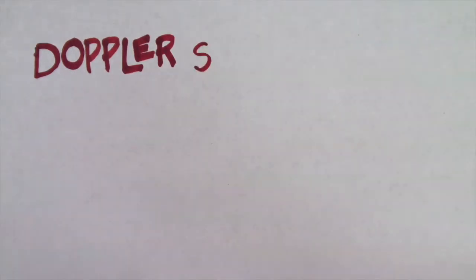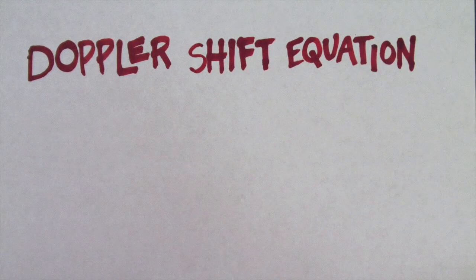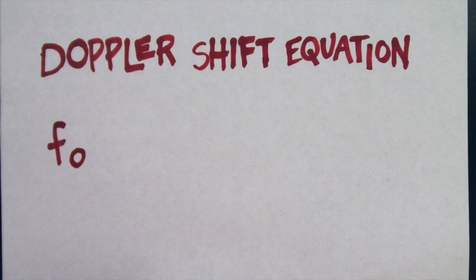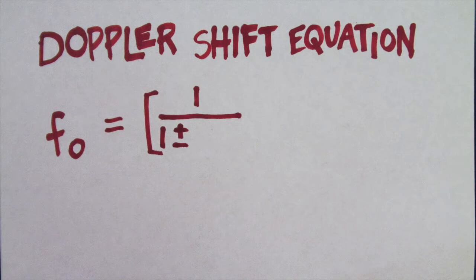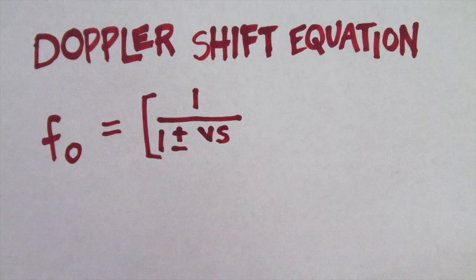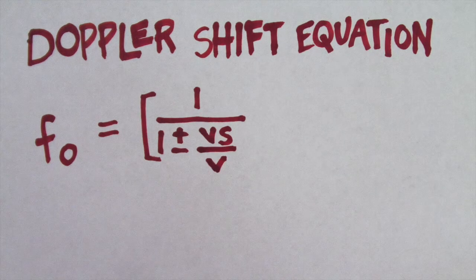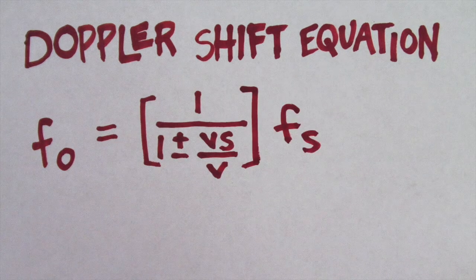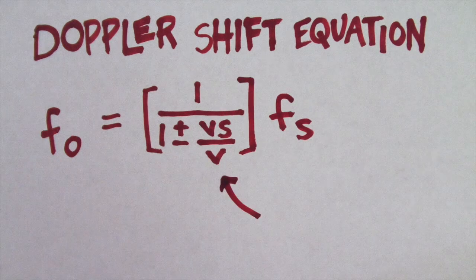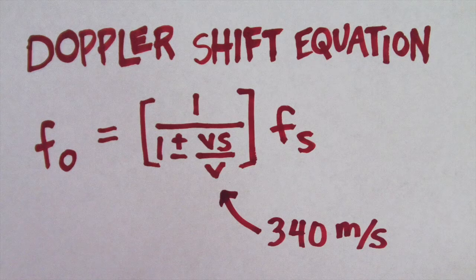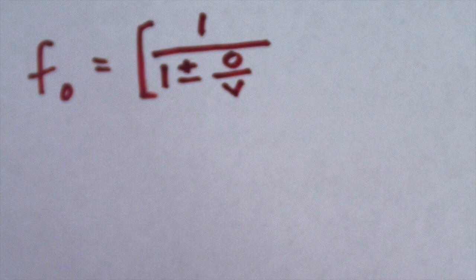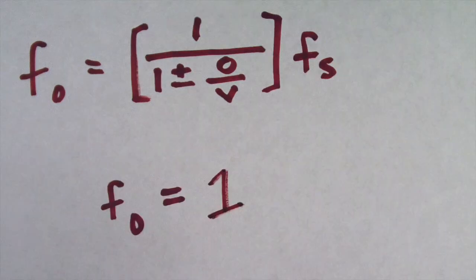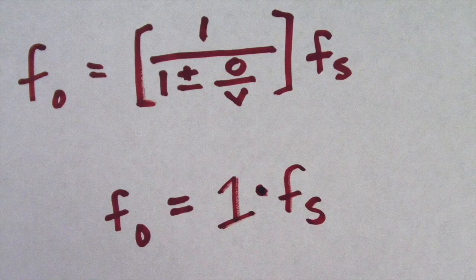Now we'll introduce the Doppler shift equation to explain this phenomenon. The frequency of the sound waves as it appears to the observer is equal to 1 over 1 plus or minus the velocity of the source divided by the speed of sound, all multiplied by the actual frequency of sound waves being produced. The speed of sound, by the way, is 340 meters per second, or about 760 miles per hour. For a source of sound that is at rest, giving it a velocity of 0, the observed frequency of sound waves is simply 1 times the actual frequency.